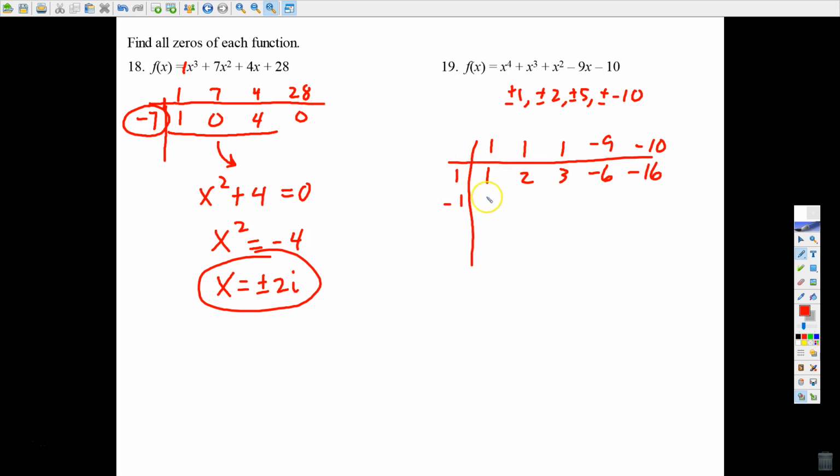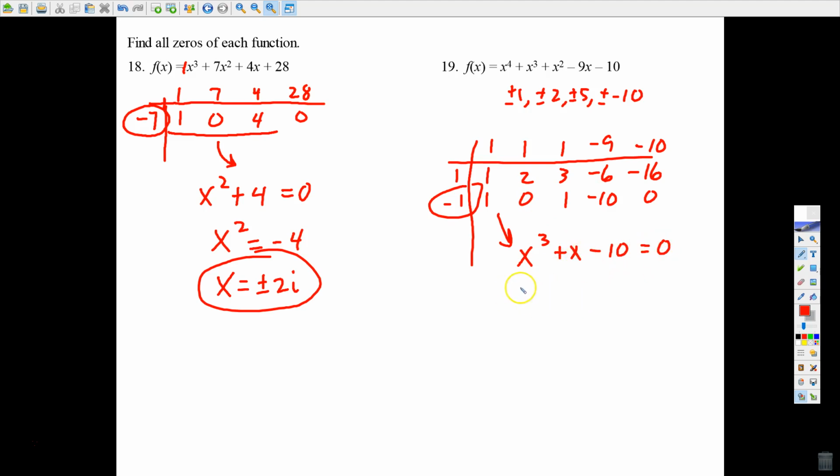Well, let's try -1. All right, bring down the 1. -1 plus 1 is 0. 0 plus 1 is 1. Multiply -1 plus -9 is -10. +10 when I multiply plus -10 is 0. So one of my 4 zeros is -1. So this resulting set of numbers represents a cubic polynomial. There is no x squared term.